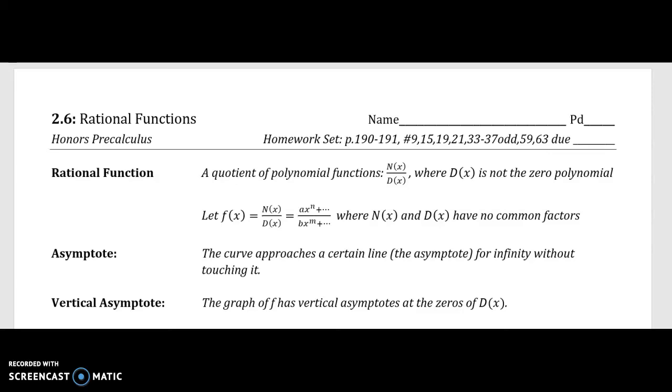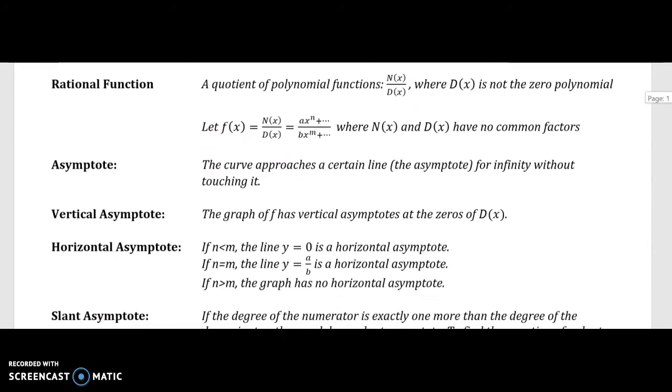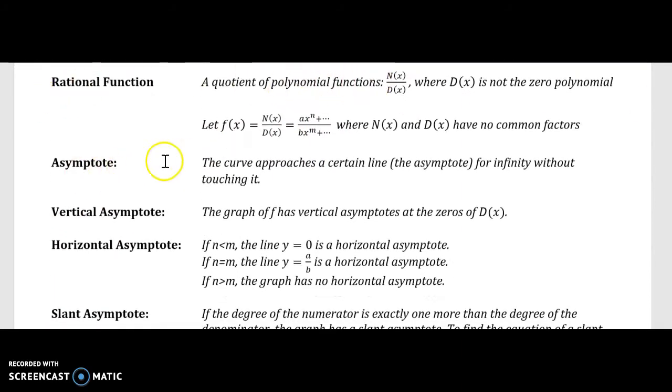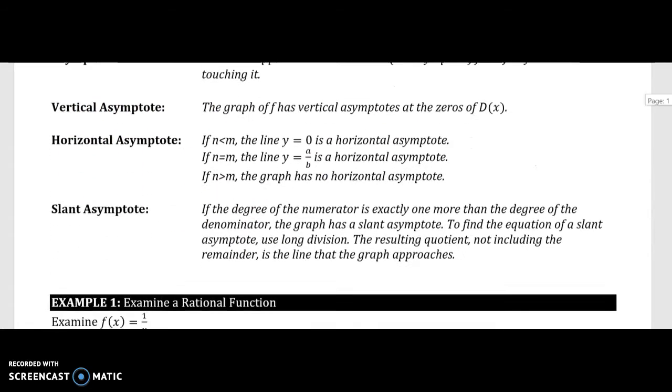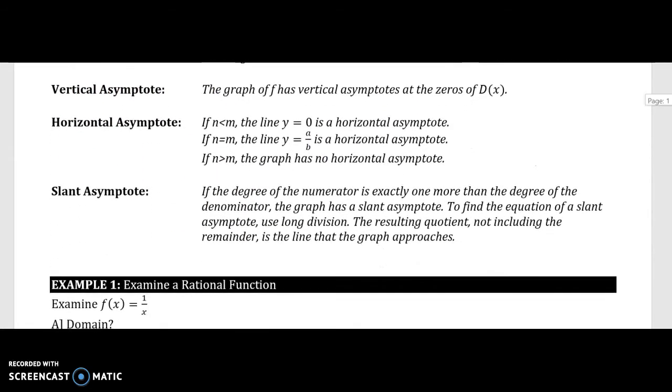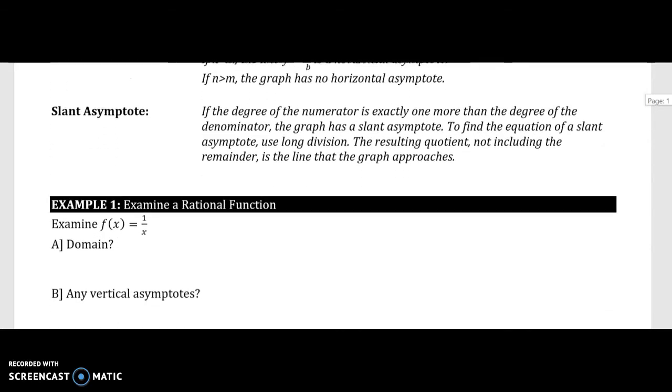We're going to take a look at rational functions today for Pre-Calc. And we've got some definitions here: rational function, what an asymptote is. We've got vertical and horizontal, and then we also have slant asymptotes. So just some things that we need to be aware of. We'll talk about going over those in a problem.